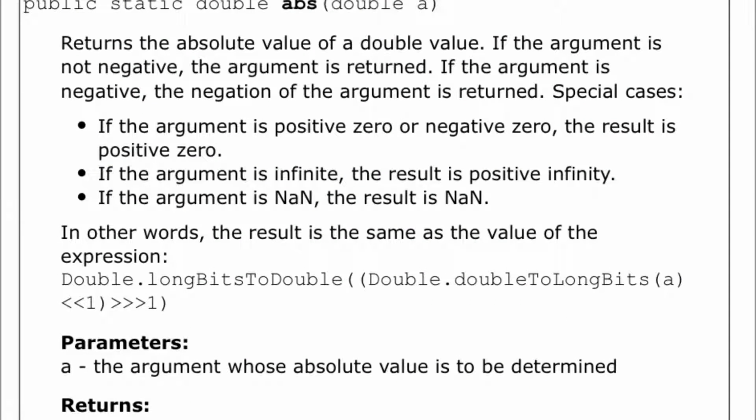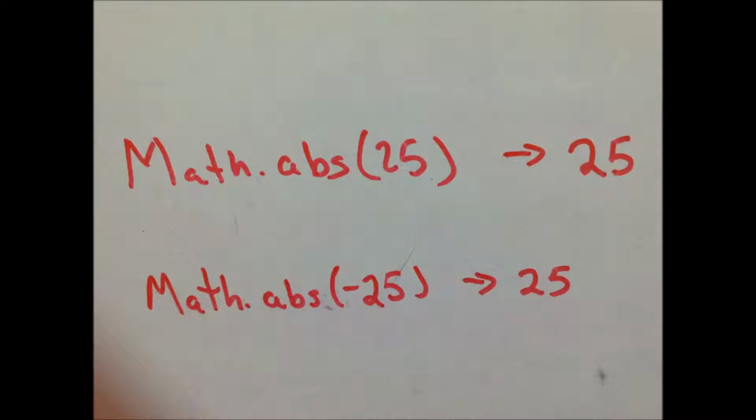If we click on the name abs, we find much more information than we originally had with the short description. Here we gain much more information about the abs method and what its purpose is. We learn some basics about what it does to the value. It even gives us some special cases that, while rare, can still occur. Note that NaN means not a number. Here are some examples of the abs method.